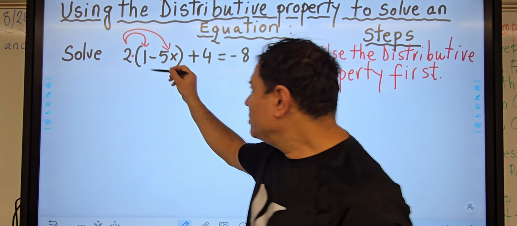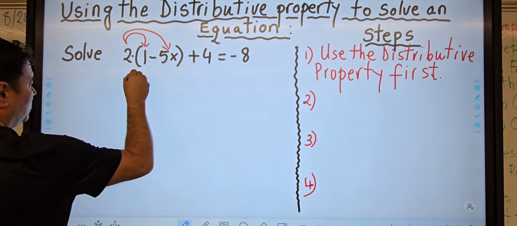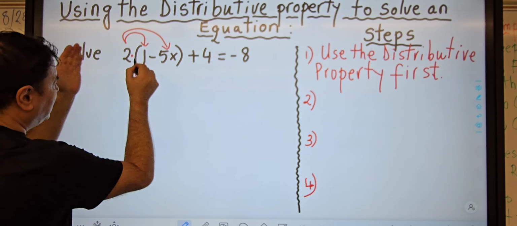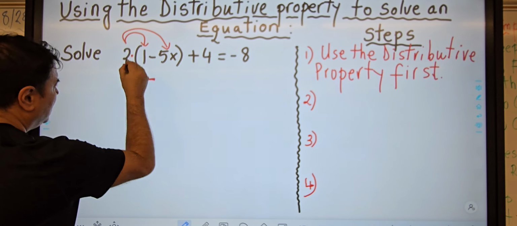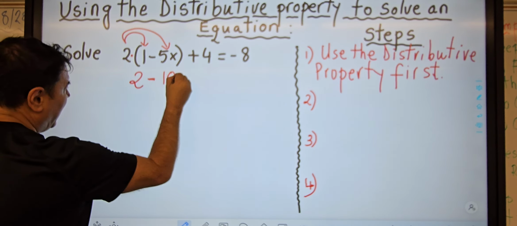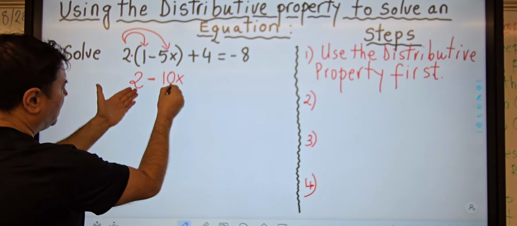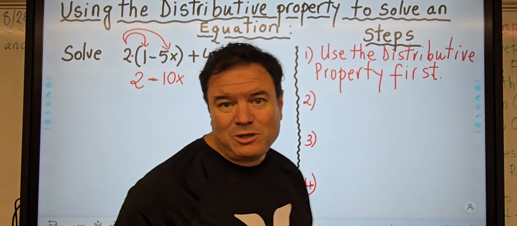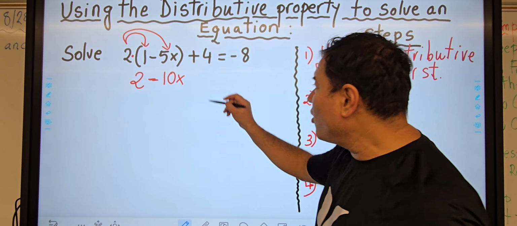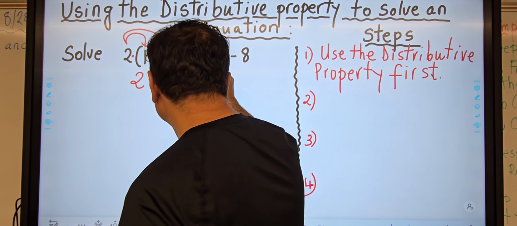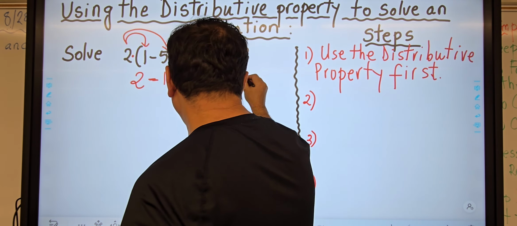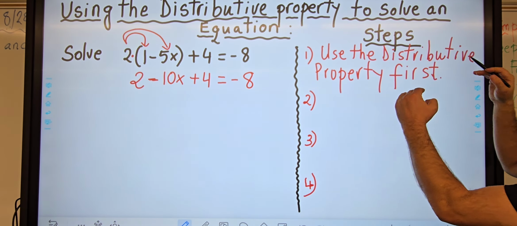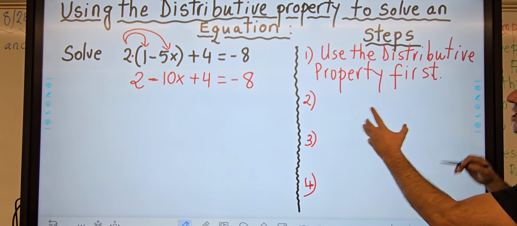And let's multiply. 2 times 1 becomes 2. So now here we have 2. And then here we have positive times a negative becomes a negative. So minus 2 times 5x becomes 10x. So we have 2 minus 10x. No more parentheses. You see, we got rid of the parentheses. Plus 4 equals negative 8.